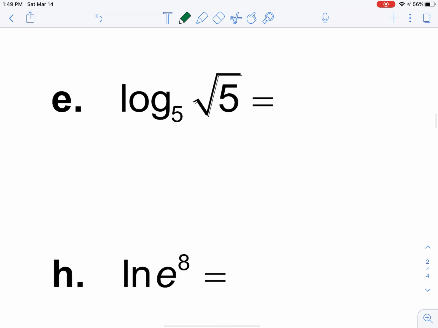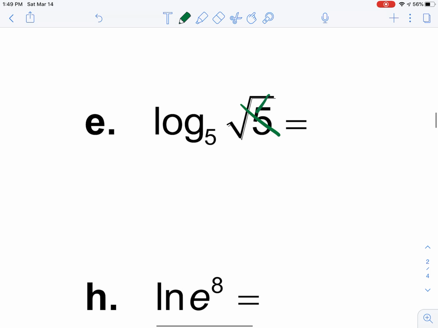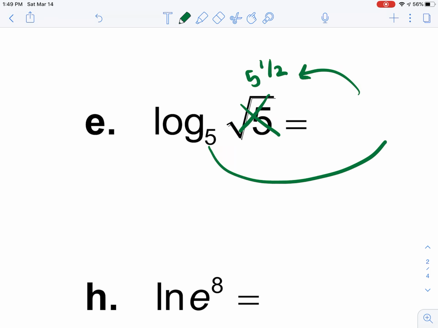With part E, rewrite that square root of 5 as 5 to the 1/2 power. And here's another one that's super simple. 5 to what power is 5 to the 1/2 power? Well, it's got to be 1/2.